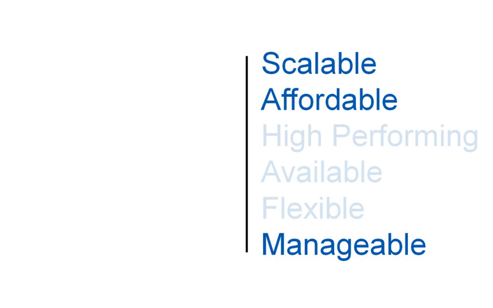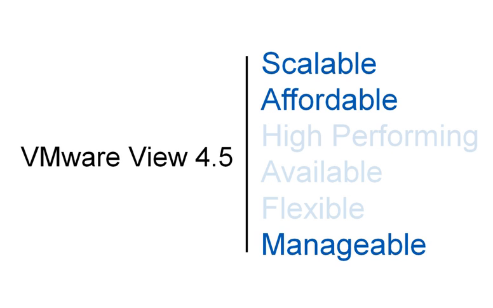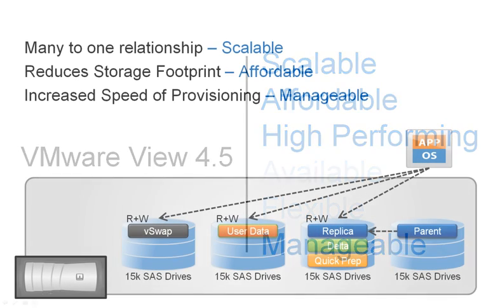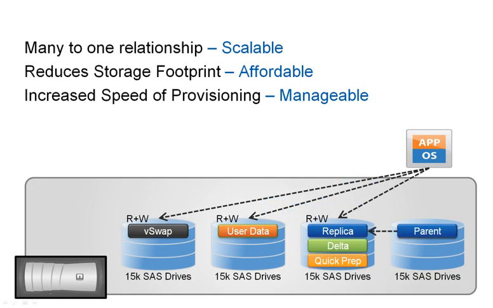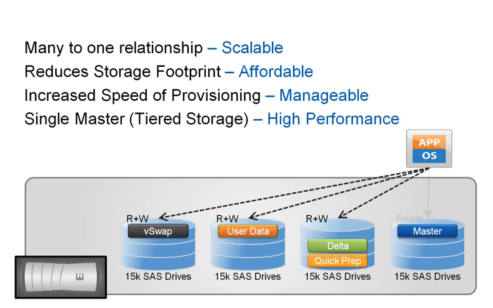With View 4.5, VMware introduces the concept of tiered storage. This enables storage vendors to help solve the performance problems associated with storm activities. So in View 4.5, the replica goes away and is replaced with a master that lives in the master data store. This allows for the most heavily read data to be separated into different tiers of storage, thus giving the storage vendor the ability to sell a faster, more expensive solution.